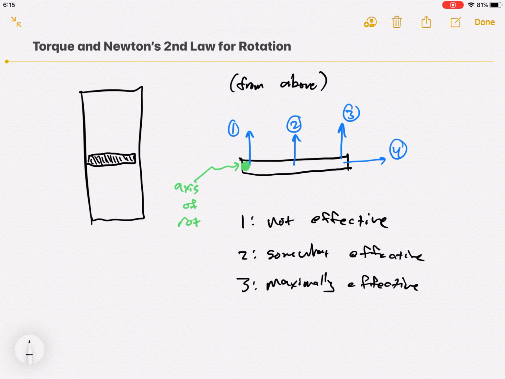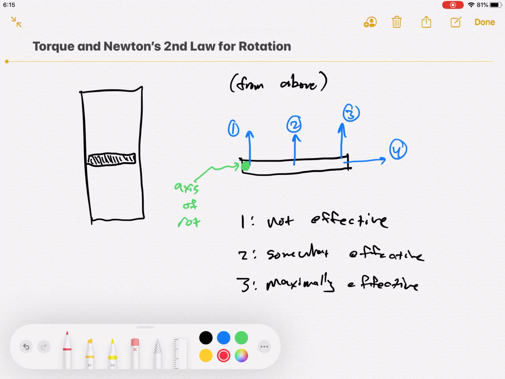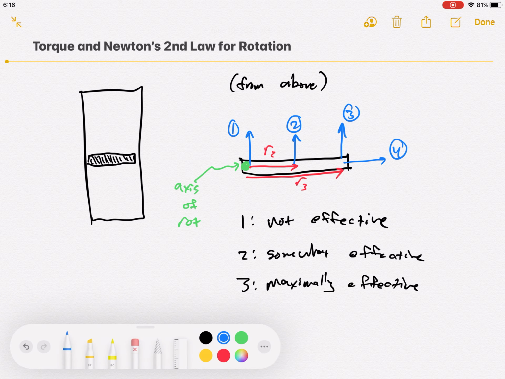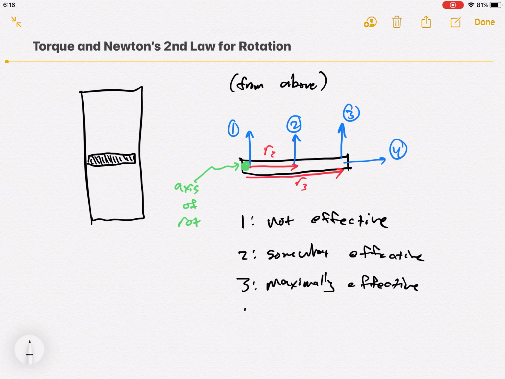So it looks like if I want to cause rotation, I need my force to be applied far from that axis of rotation, right? And I could see, like, here's an R. It's like R2. There's an R3 here. But I can also get force 4 there. Force 4 is applied at R3, right? So it's applied at the right place, but the angle is wrong. The direction is wrong. If I'm pulling against the axis of rotation, that's not effective.